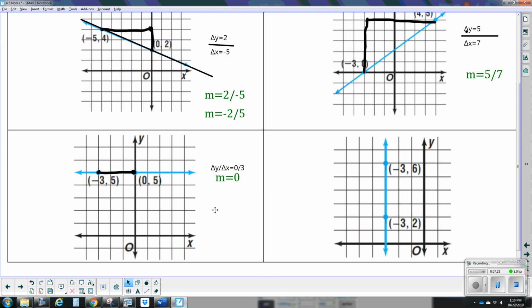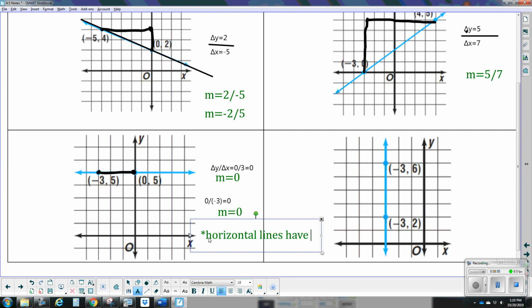Now, we would get the same answer if we went from the point on the right and to the left, because if we did that, our change in y would still be 0, but our change in x would be negative 3, and 0 divided by negative 3 is still 0. Zero over any number other than 0 is going to be 0. So no matter which way you do it, you get a slope of 0. So any horizontal line has a slope of 0.